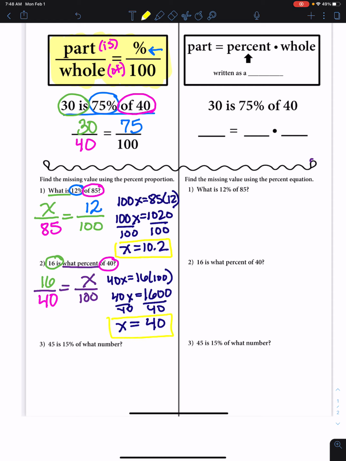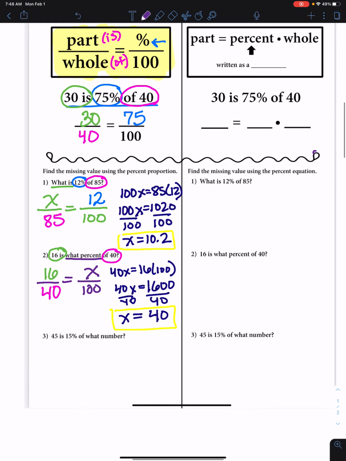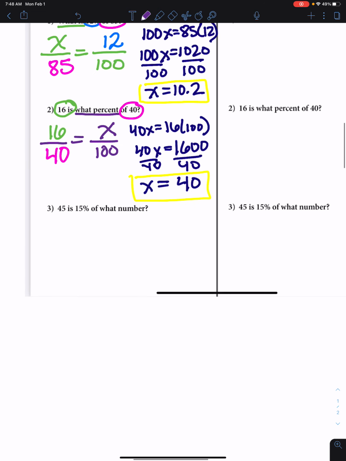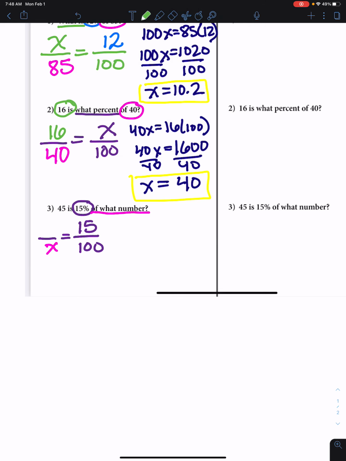All right, and one more example here using the percent proportion. I'm going to set it up the same way I did all the other problems. 15% is my percent number because it has a percent sign. My of is the thing I don't know this time. It says of what number, that's where my variable is going to go. And then my is 45.